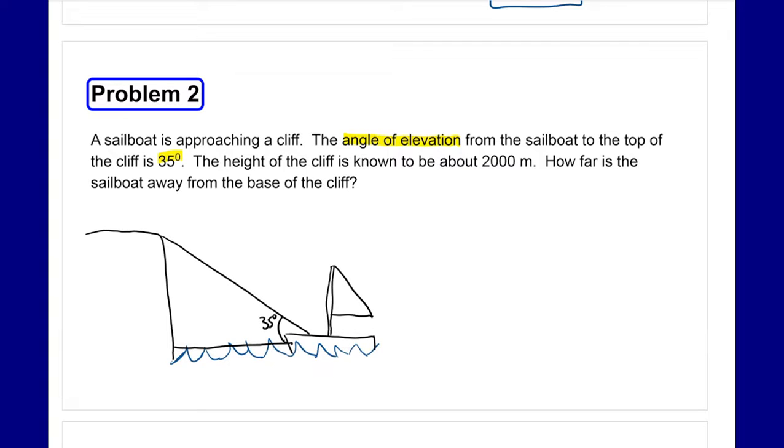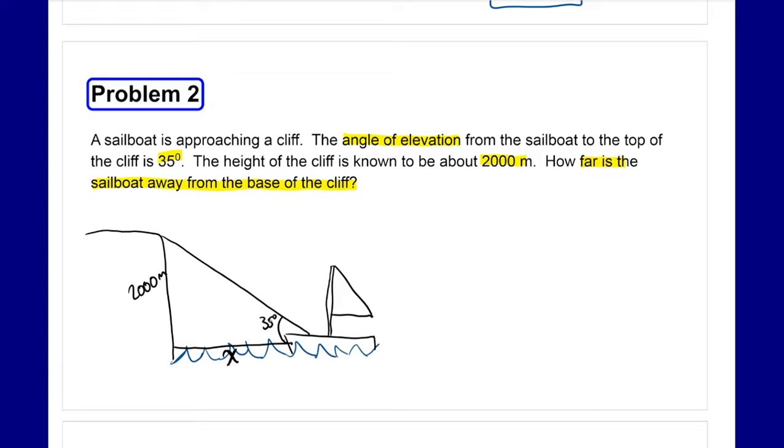Draw a horizontal there. We know the height of the cliff is 2,000 meters, and we're looking for how far away the sailboat is from the base of the cliff. So we're looking for this x value down here. So again, we have all of our information, so let's go through and label our sides.